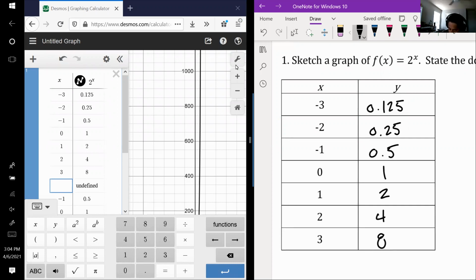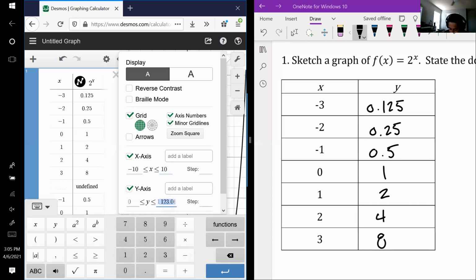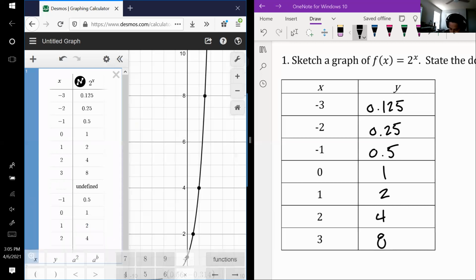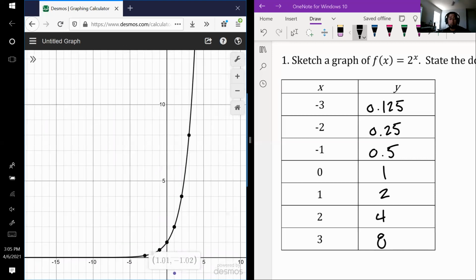Okay. And maybe I can make this graph appropriate. How about just -10 to 10, and then y, we can start at 0 and go up to 10. Why not? All right, so this is what our graph's going to look like, but of course we'll graph it over here.